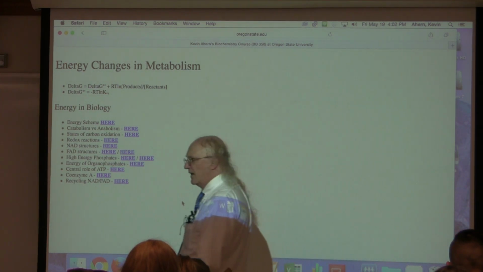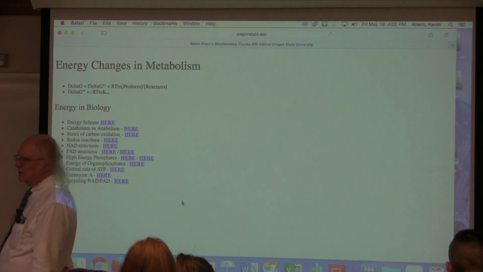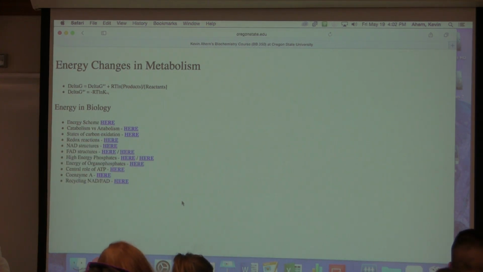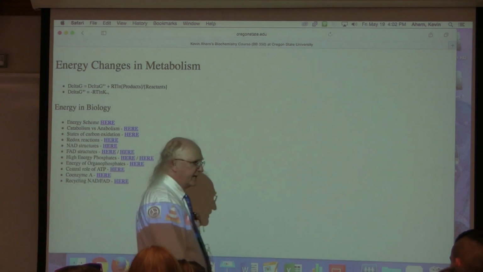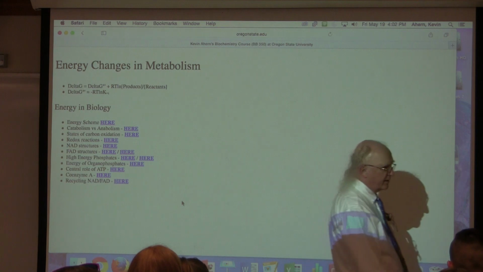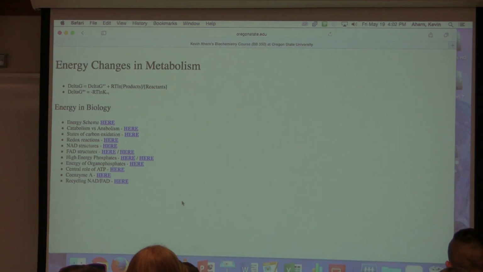So it tells us that cells have the ability to change concentrations of things, and in doing so have the ability to determine directions of reactions. And as we will see, the only real control that cells have over their destiny is the control of the concentration of products and reactants. So that's a very important consideration.